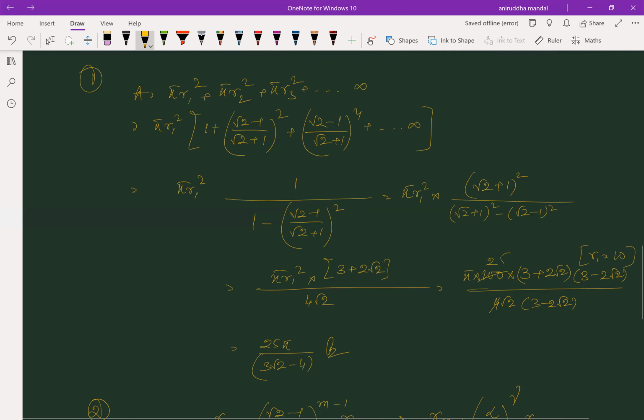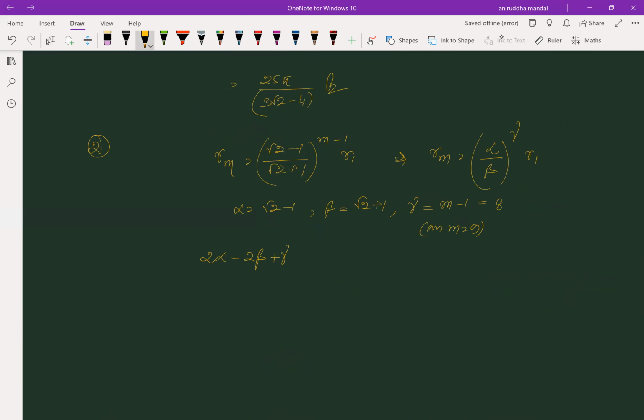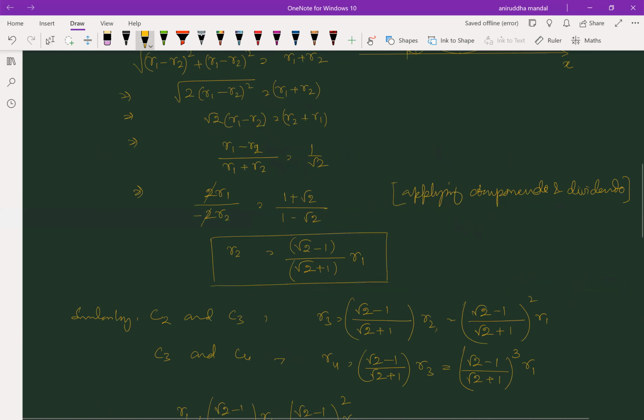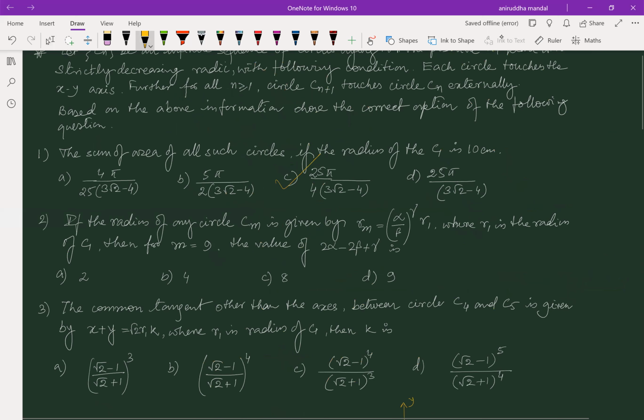So just substitute this value. So we take 2 common. So alpha minus beta means this root 2 will get cancelled, and minus 1 into minus 1 means minus 2, plus 8. So this is 4. So the answer to the second question is 4. So option B is correct.